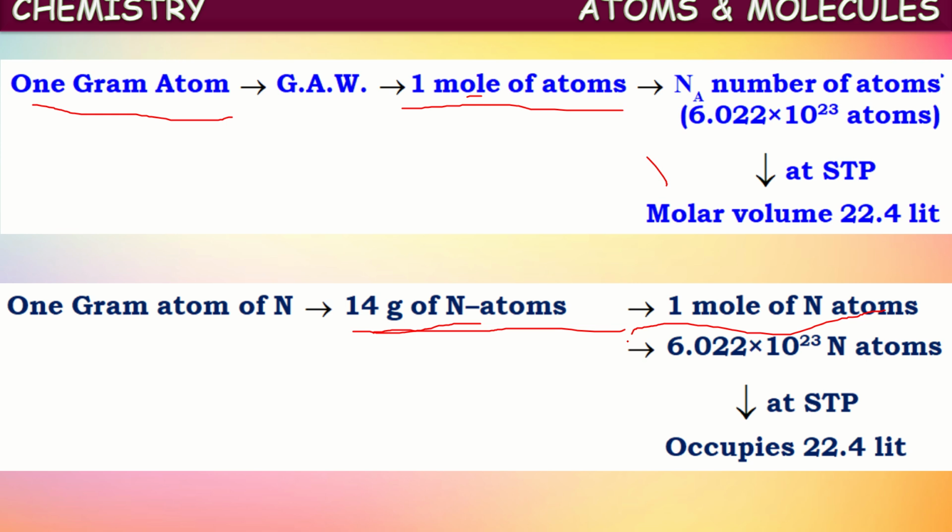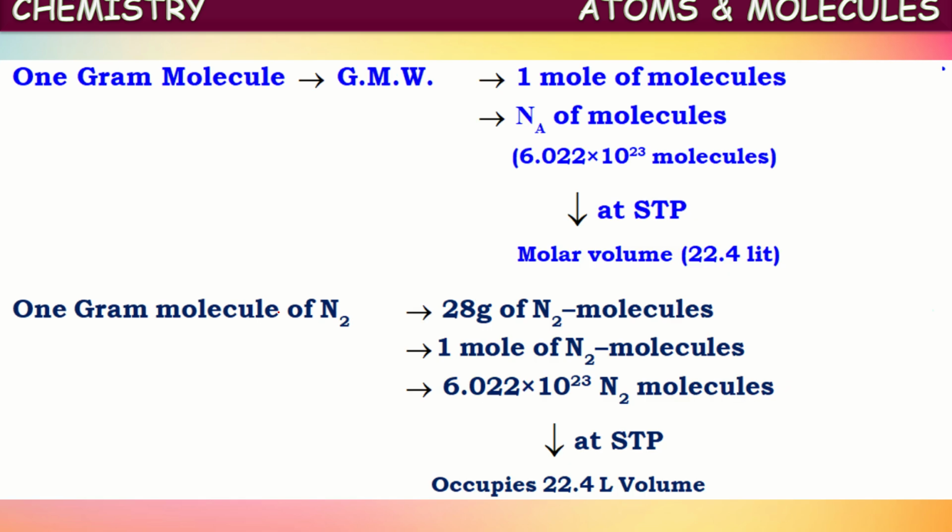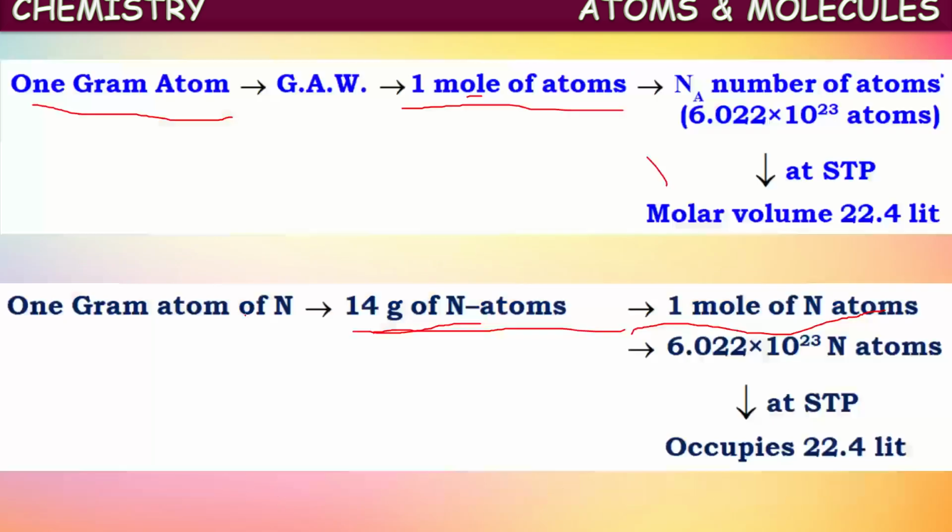So this number of nitrogen atoms occupies 22.4 liters at standard temperature and pressure conditions. 6.022 into 10 to the power of 23 nitrogen atoms occupy 22.4 liters of volume. Therefore the molar volume of 1 mole of nitrogen atoms is 22.4 liters. Simple. 1 gram atom is equal to gram atomic weight. Gram atomic weight of the element is equal to 1 mole of atoms. 1 mole of atoms is Avogadro number of atoms. The volume it occupies at standard temperature and pressure is called molar volume. It is always 22.4 liters. Simply, here we discussed gram atom.